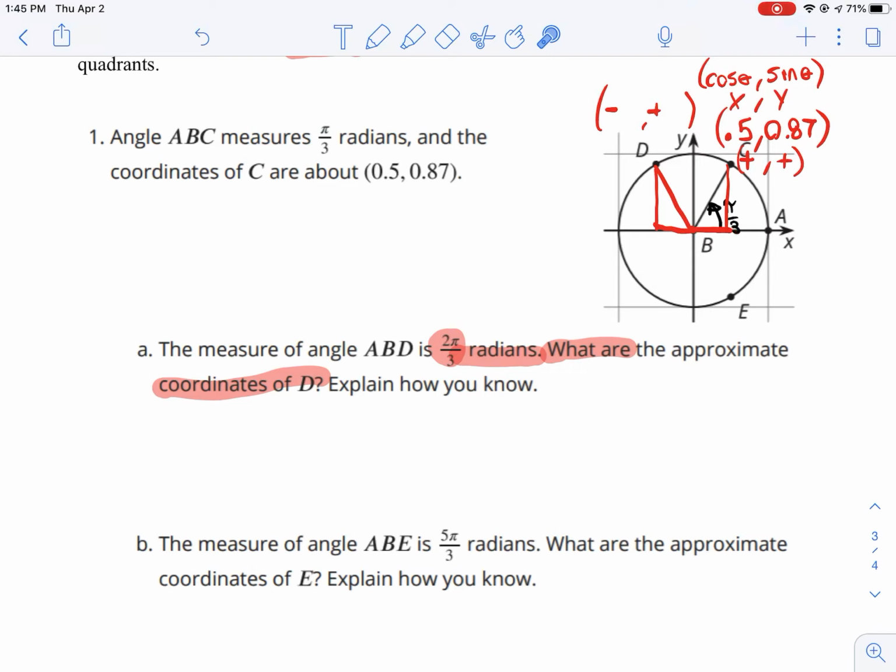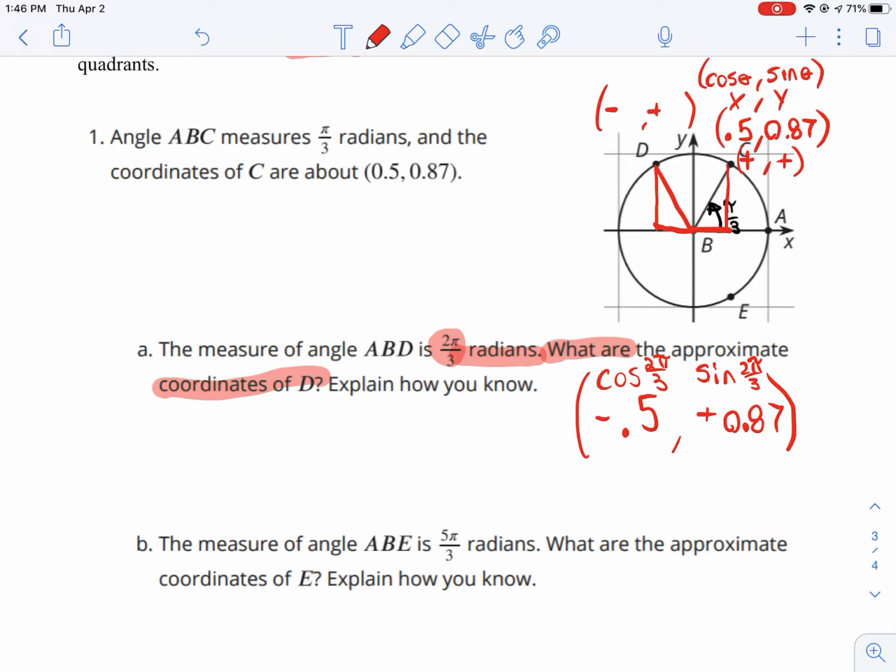So if we're looking at that, we're able to determine real quickly that we're going to have a negative and a positive once again, and that they're going to have the same values up here, but just different signs. So we're going to have negative 0.5 for cosine, and then 0.87 for our y value, our sine value. Once again, this is cosine, and this is sine of our angle measure. This angle measure was 2 pi over 3.